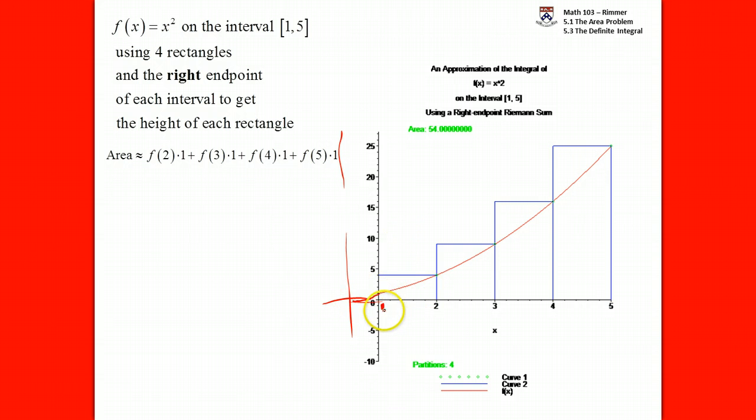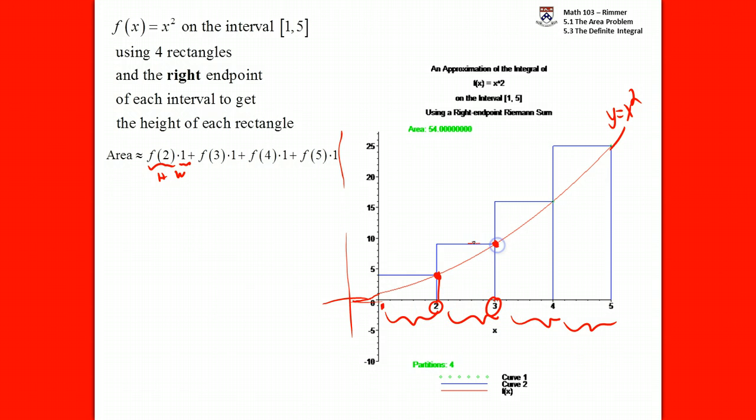Okay, and so I take the interval from 1 to 5, and I chop it into 4 sub-intervals, each with an equal width, so they'll each be a width of 1, and then at each interval, I go to the right endpoint, and that's how I get my height. I go up to the function value, and I plug that number in. So this is the function at 2, represents the height of this rectangle, and the width of the rectangle is 1.